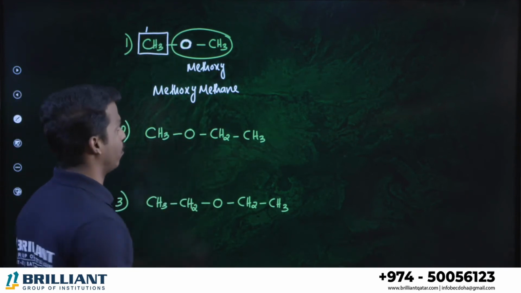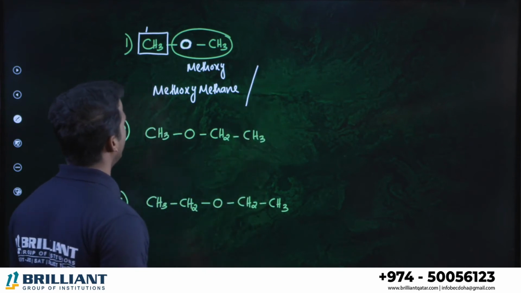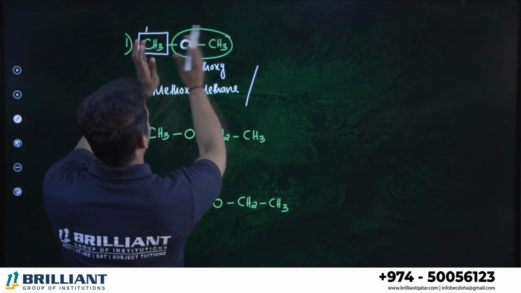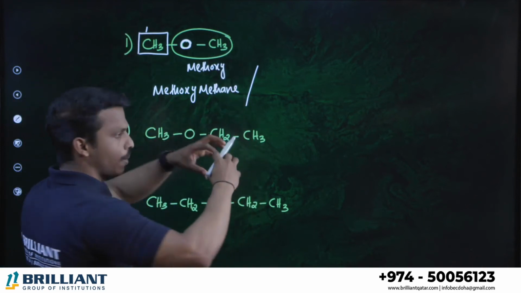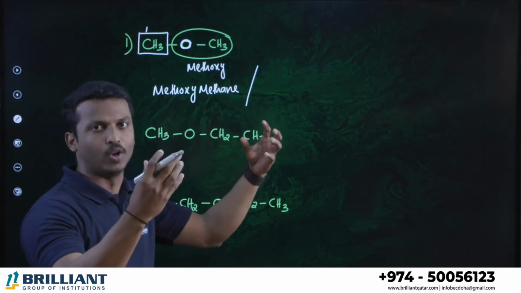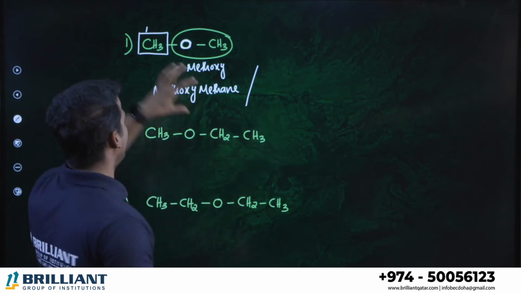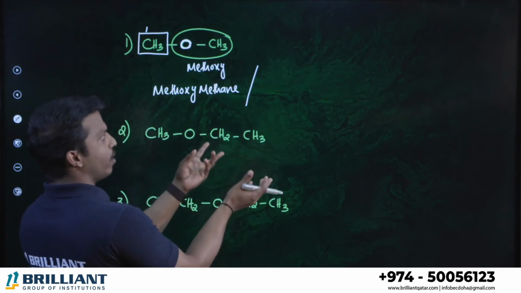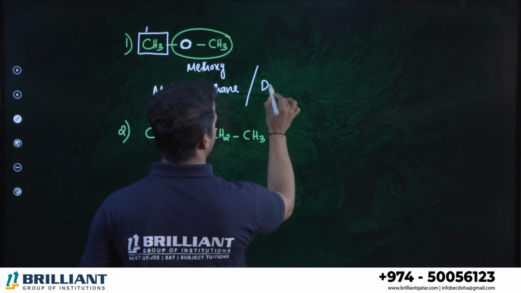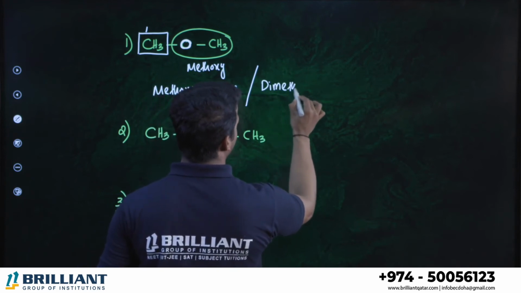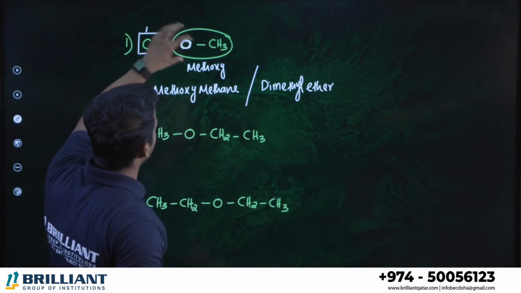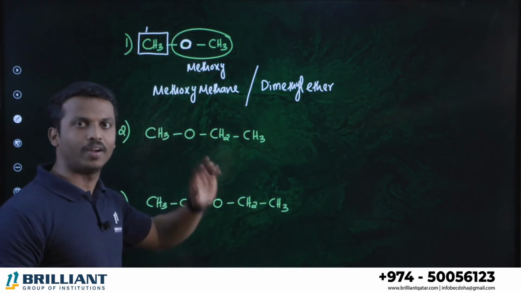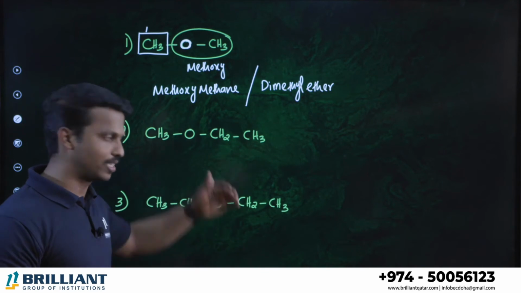What is the common name of this compound? Dear student, there is an oxygen, and the left and right sides are both methyl groups, right? So you identify the alkyl groups separately. Here both are methyl, the same. Two methyl groups are there, so we can call it dimethyl ether. That's called dimethyl ether. Let us discuss many questions.